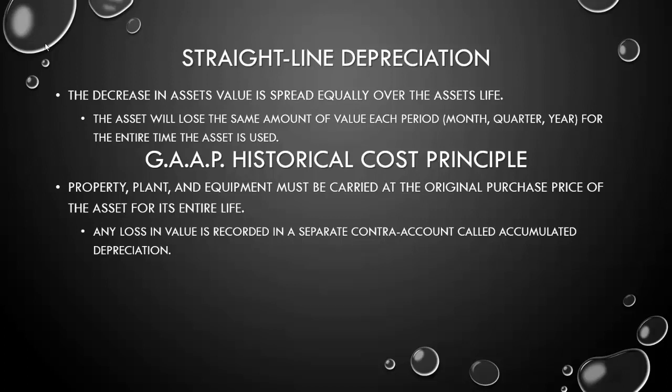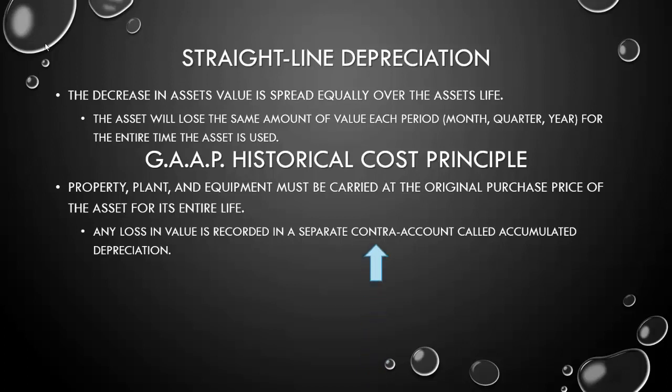And what that states is you can't actually take the value right away from that asset's account. You always have to keep the asset on your books for its entire life at its purchase price or its historical cost. To track that loss in value, you need to create a separate account. And that account is going to be called accumulated depreciation. And it is a contra account. What exactly does contra account mean?